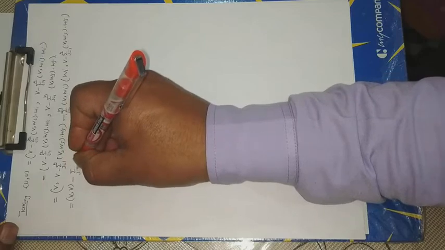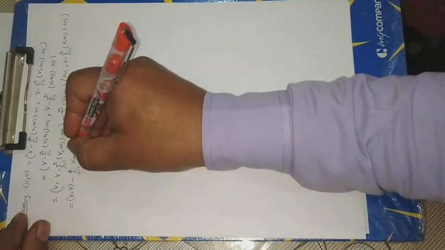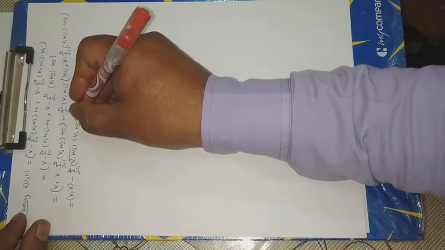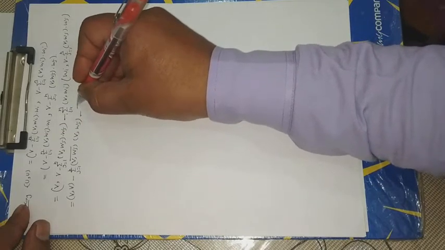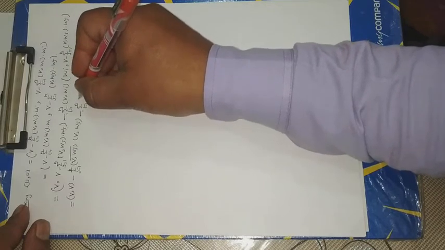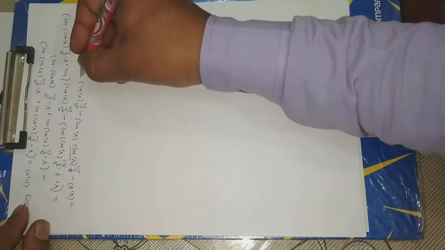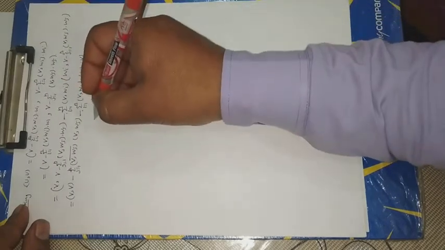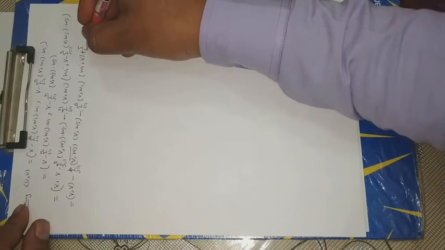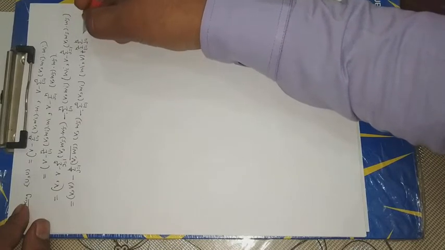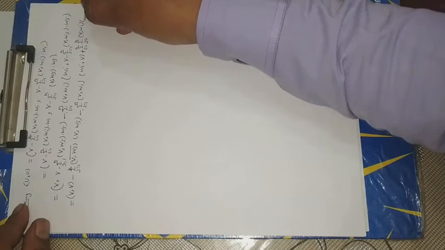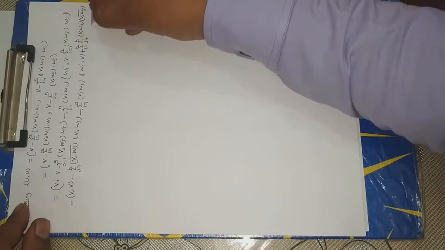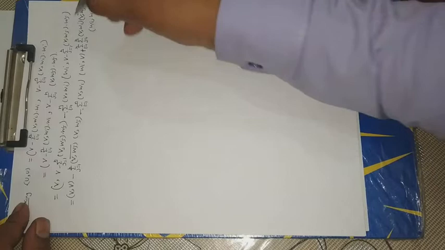This is equal to V inner product with V, minus summation j is equal to 1 to n, V inner product with Wj conjugate, minus summation i is equal to 1 to n, V inner product with Wi, Wi inner product with V, minus minus plus summation i is equal to 1 to n, summation j is equal to 1 to n, V inner product with Wi, V inner product with Wj conjugate, Wi inner product with Wj. Okay.